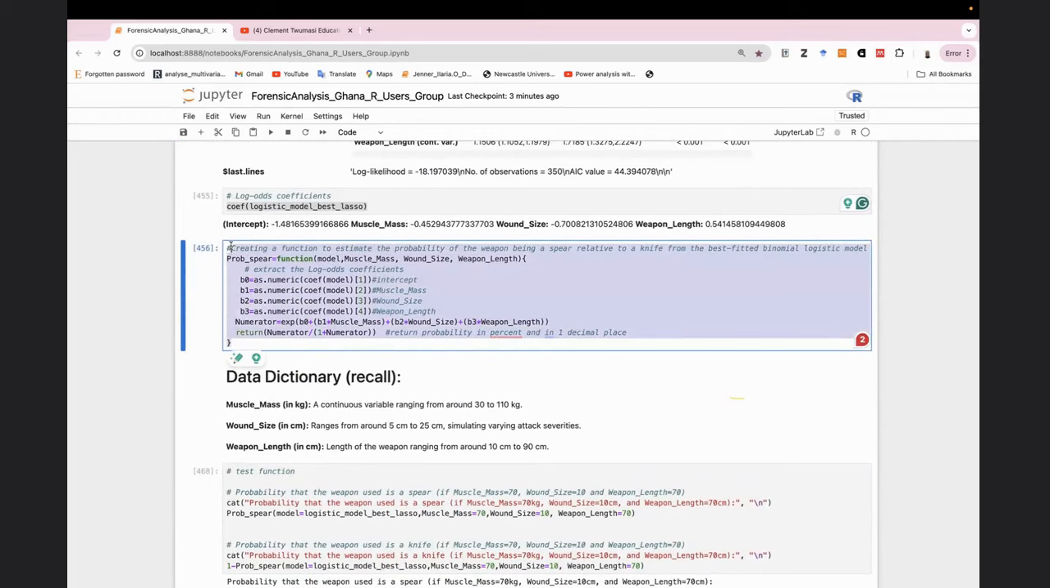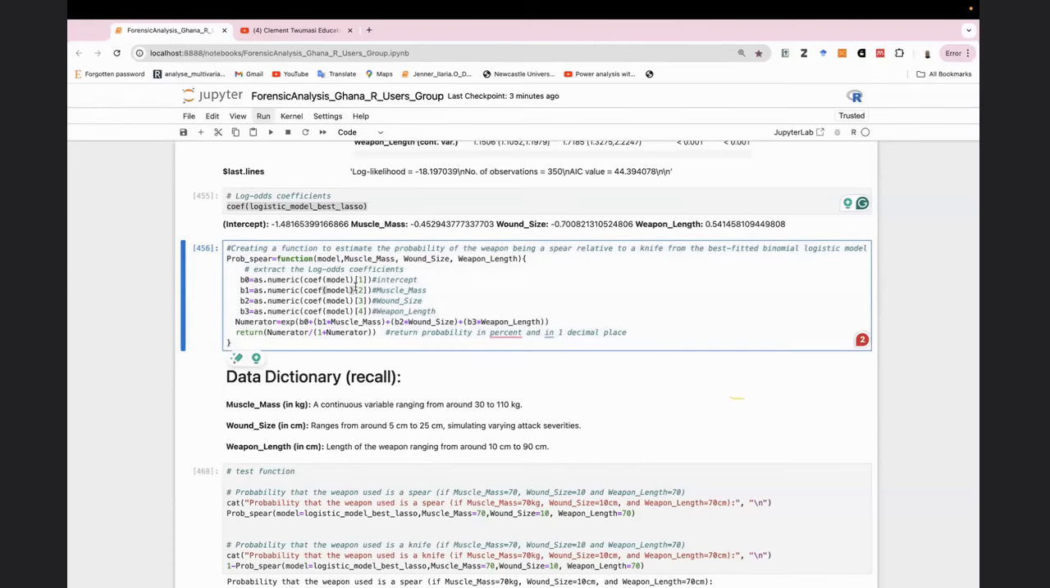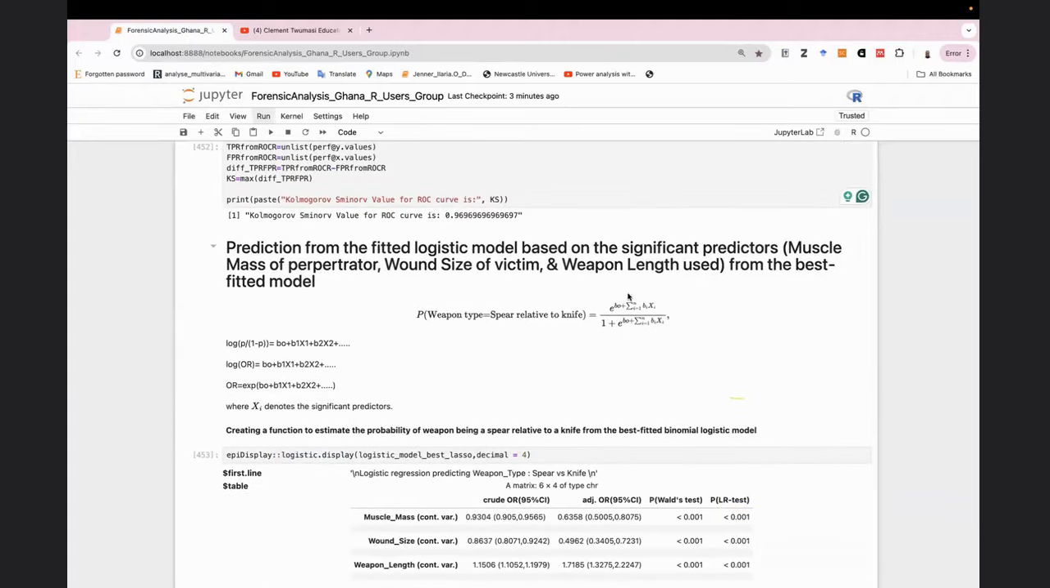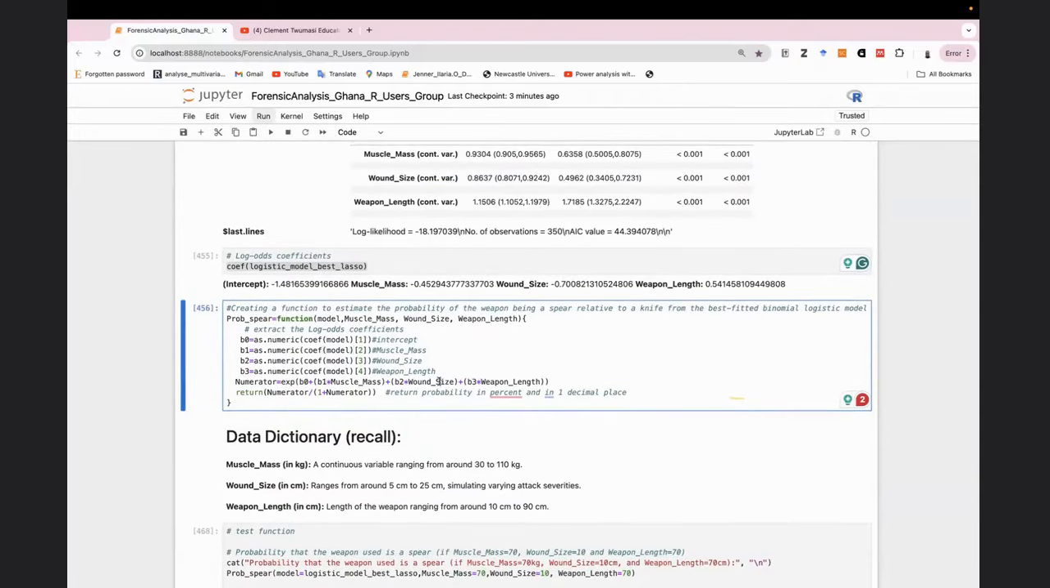How do you create your own function? If you go to the YouTube channel, like I said, there are specific videos on how to create your own function from scratch. It's very simple. Please get time and watch them. So I've just created this formula. You should be able to create a function for any formula, and I've done exactly that. Okay, fine.